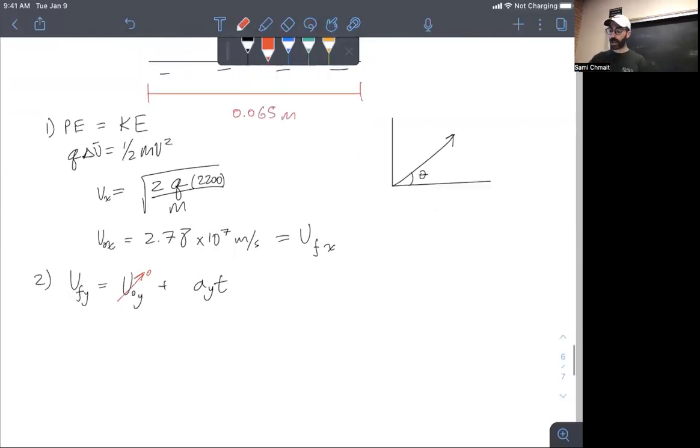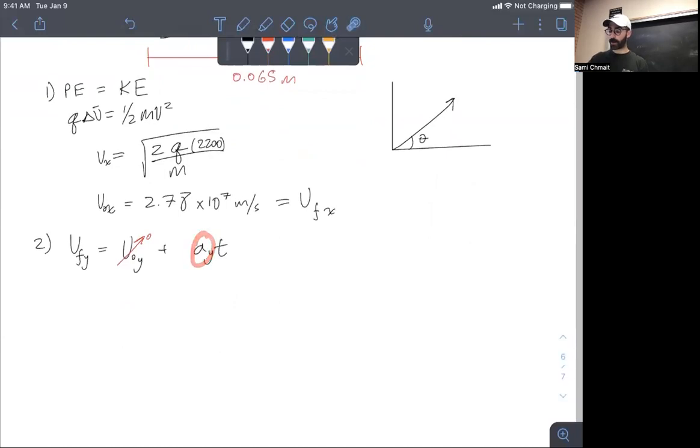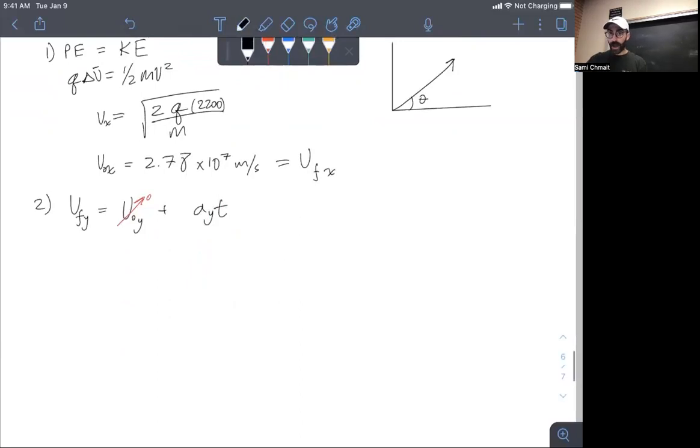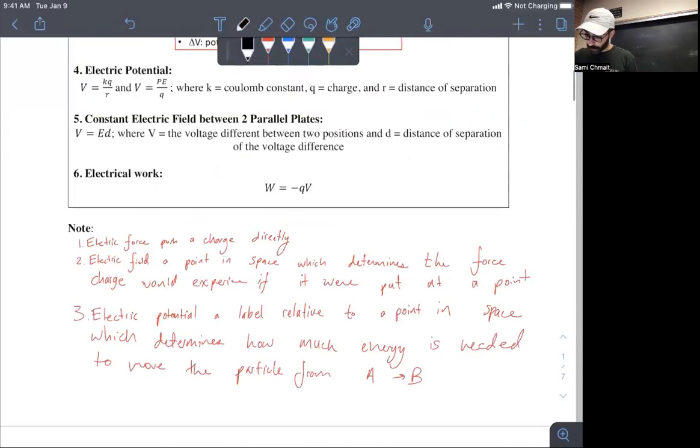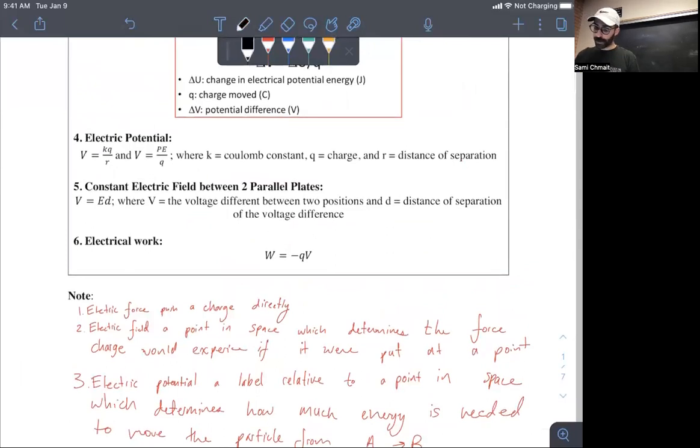So now we have an expression where we need to find a_y, so acceleration in the y direction, and t. If we recall Newton's second law, we have F, so the sum of forces in the y direction is equal to the mass times the acceleration. Where the force here, say F, is equal to Fe, where Fe is equal to E times Q. Because we're dealing with this parallel plate situation, we're allowed to use this equation.